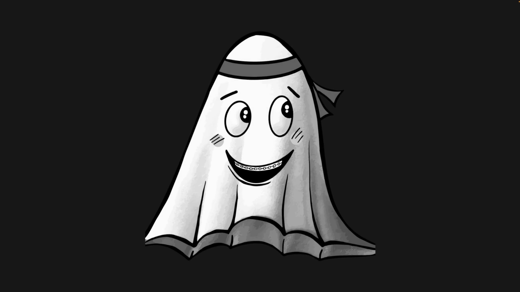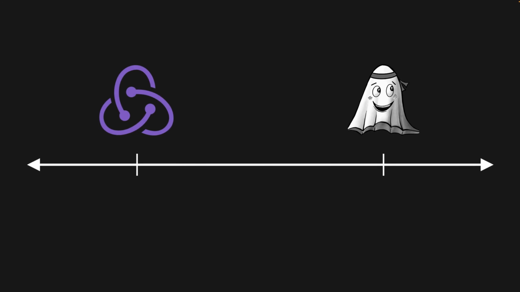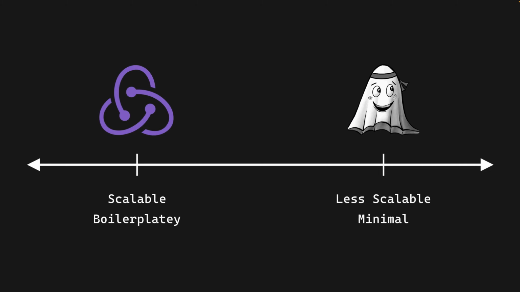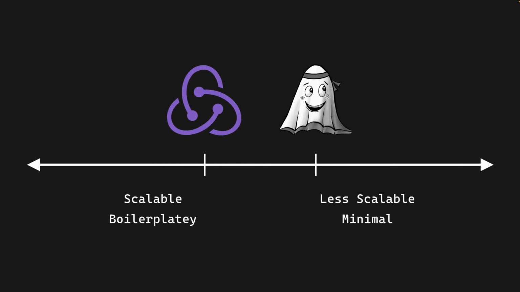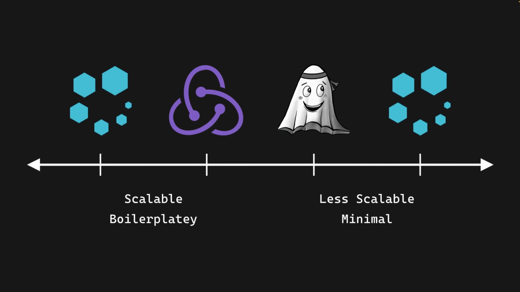Do you believe in spectral phenomena? Well, there is a spectrum of state management that developers believe in, where you have to choose between scalable but boilerplatey, or less scalable but minimal. Redux is scalable, and Jōtai is minimal. But this spectrum isn't real, because StateAdapt is both more scalable than Redux and more minimal than Jōtai.